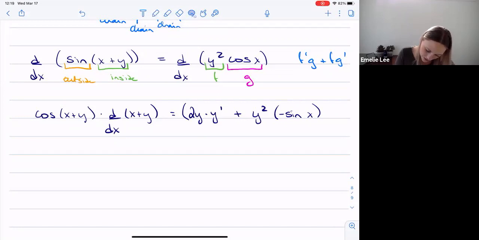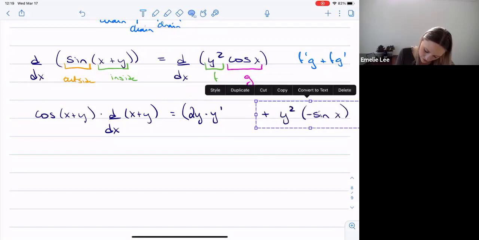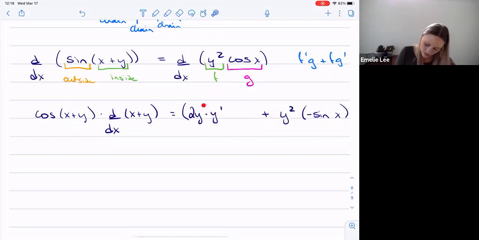Oh, and I forgot a thing, didn't I? I did the derivative of f, but I need to multiply by g, which just is held at cos x. Sorry about that.